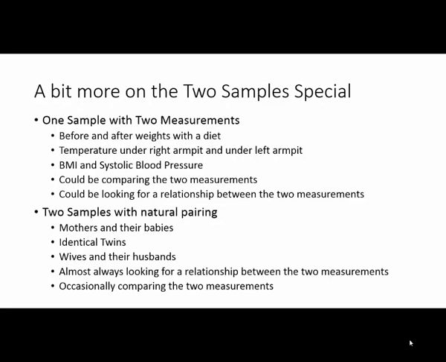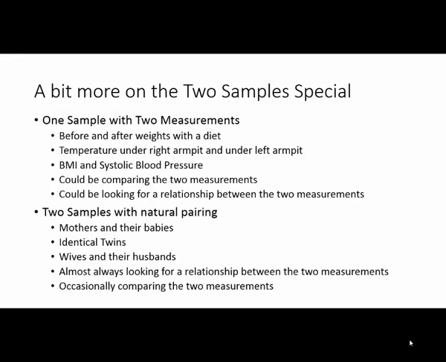So often you have only one group of people, but we treat it as two samples special because I really have two sets of data. I've given some examples here. Before and after data. In this example, the body weight before and after being put on a diet. Only one sample of people, but you have two samples of data that came from that group of people.